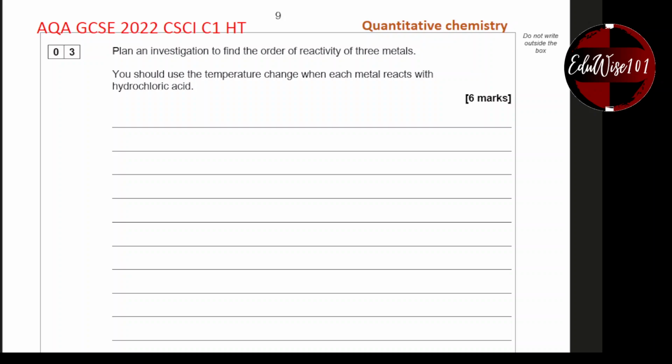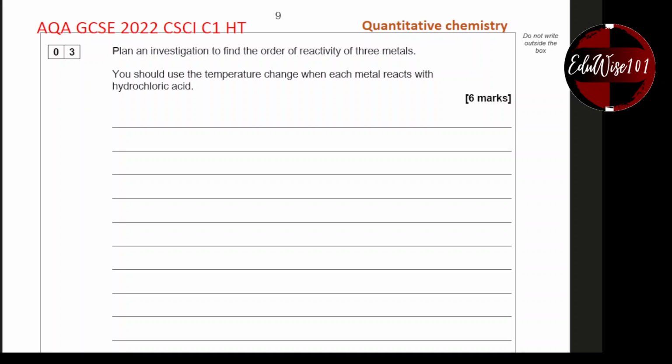In this video, I'm going to go through question number 3 from the AQA 2022 Combined Science Chemistry Paper 1 Higher Tier. Question number 3: plan an investigation in order to find the order of reactivity of 3 metals. You should use temperature change when each metal reacts with hydrochloric acid.